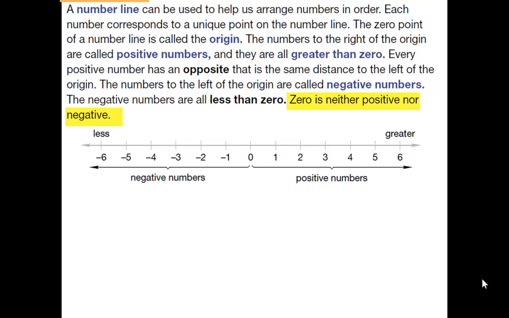Let's take a look at this number line. This is a typical number line. Usually you only deal with the positive numbers, but understand that on a true number line every number on this side of the line has its opposite on the other side of the line.